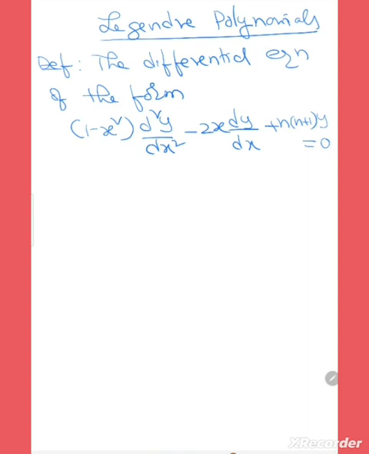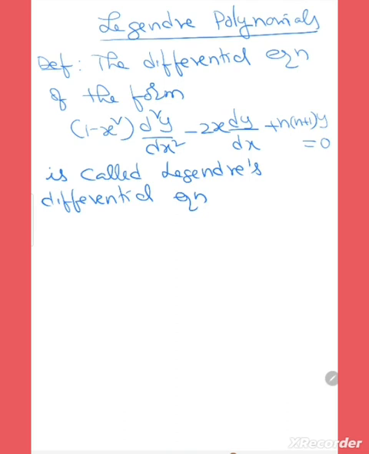So a differential equation in the form of 1 minus x square into d square y by dx square minus 2x times dy by dx plus n into n plus 1 into y equals to 0 is called Legendre's differential equation, or it may be called Legendre's equation, where n is constant.